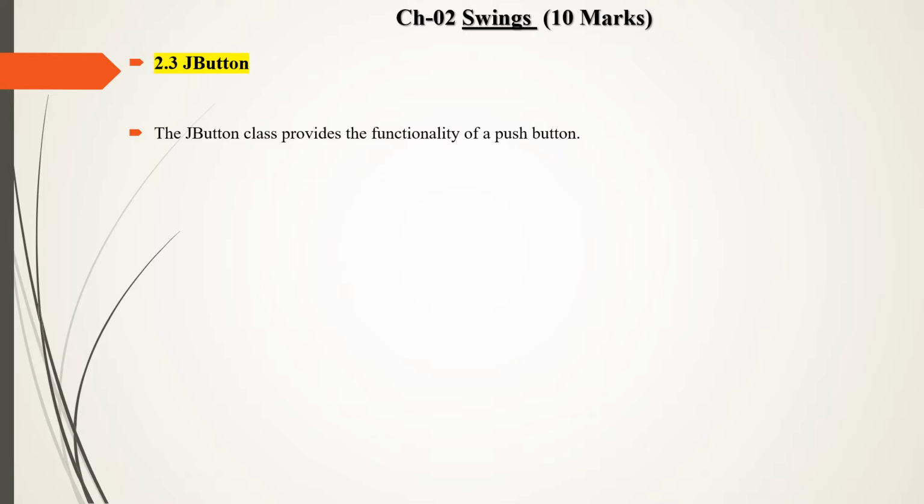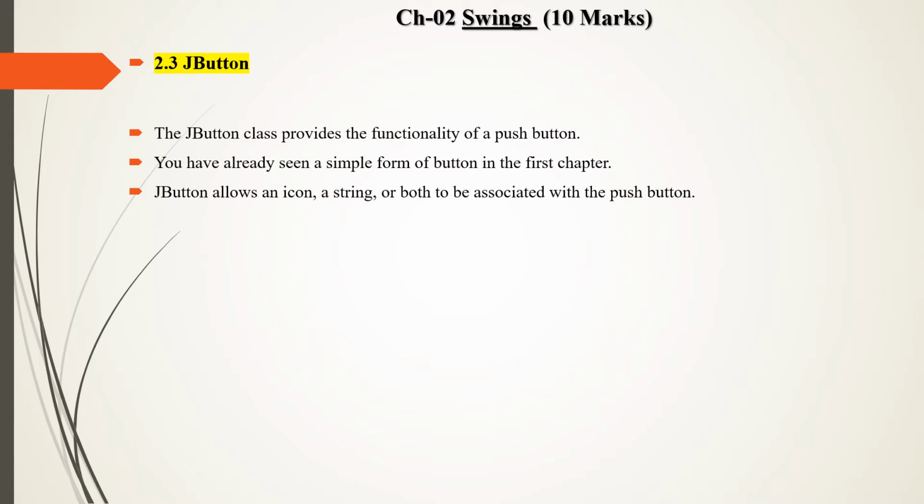The JButton class provides the functionality of a push button. You have already seen a simple form of button in the first chapter. So it is similar to the AWT button. Some graphics, functionality and look of the button are different from AWT. The JButton allows an icon, a string, or both to be associated with the push button. So this is one extra feature of the button. You can also add an icon on the button with a string.